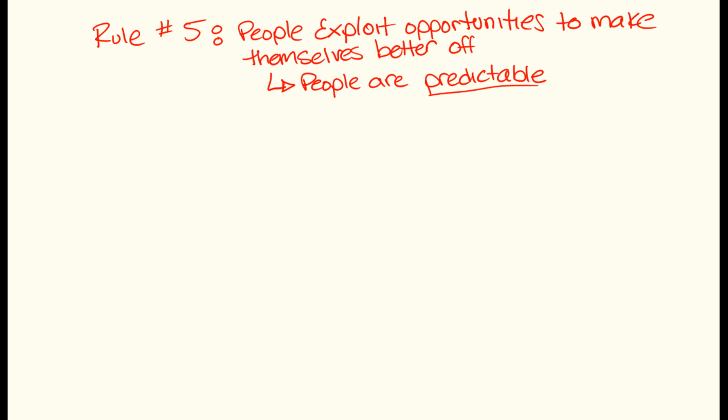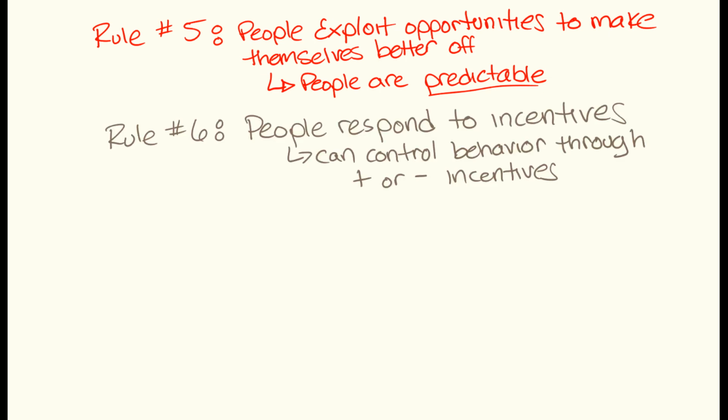I then like to wrap up this lesson, piggybacking off of rule number 5, with rule number 6, which is that people, because they exploit opportunities to make themselves better off, will respond to incentives. You're going to need to define incentives for the students. You'll tell them, it's basically a stimulus that you create to elicit a particular behavior from another person.